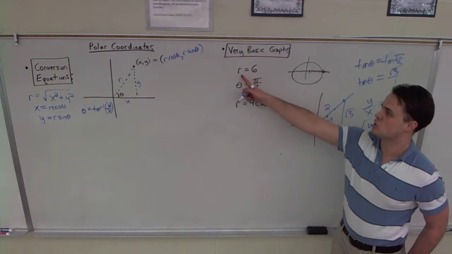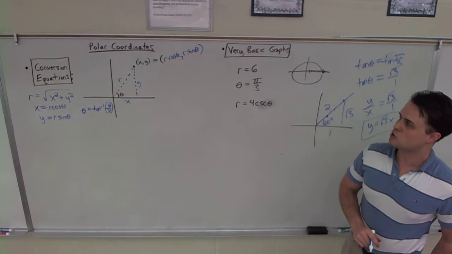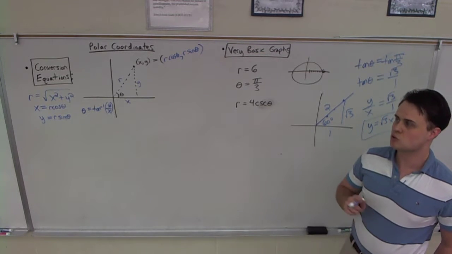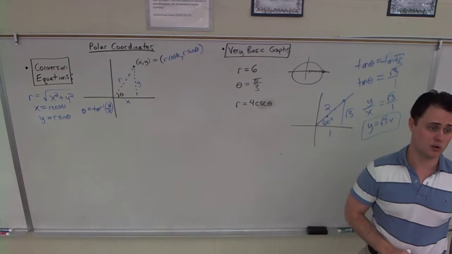This one likewise, I mean, you can just go over there and to the top equation, you get square root of x squared plus y squared equals 6. Square both sides, and you get x squared plus y squared equals 36, your standard circle.